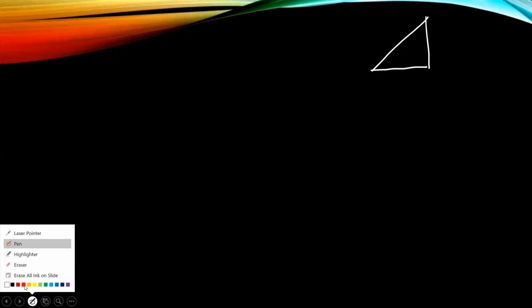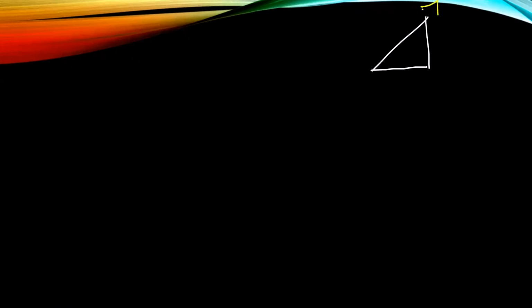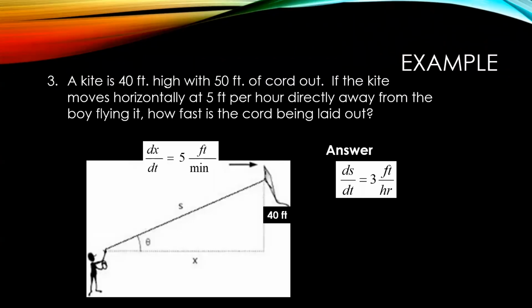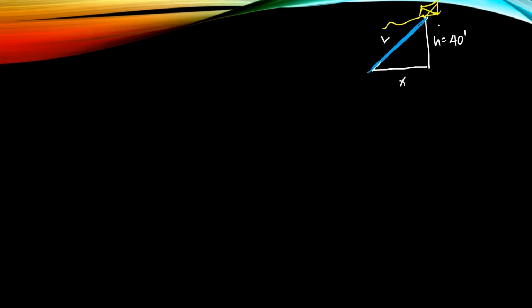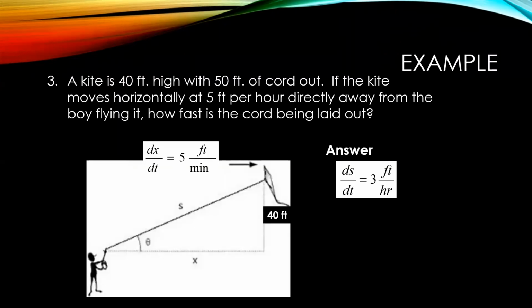Okay, so in here, let's just say there's a kite. Okay, and then that's the cord. The cord, let's just make it blue. So in here, the height, the distance away from the person, and then this is, let's just say, the length of the cord. The kite is 40 feet high, with 50 feet of the cord out. If the kite moves horizontally, that means the height is always constant at 40 feet. And then it's moving horizontally at a rate of 5 feet per hour directly away.